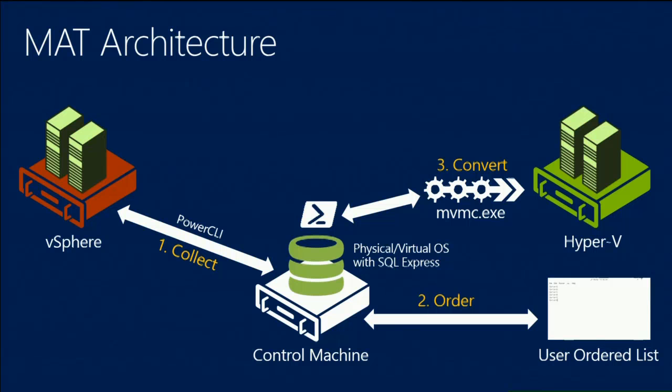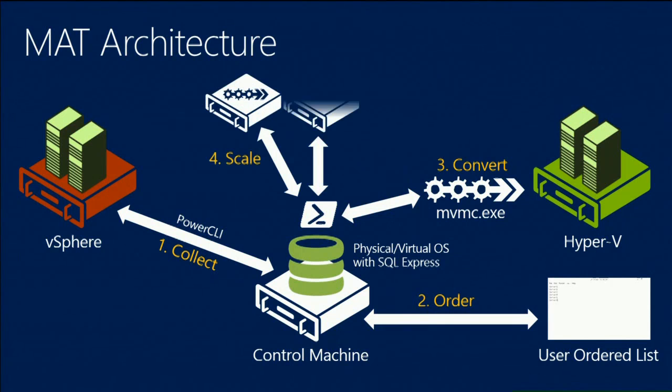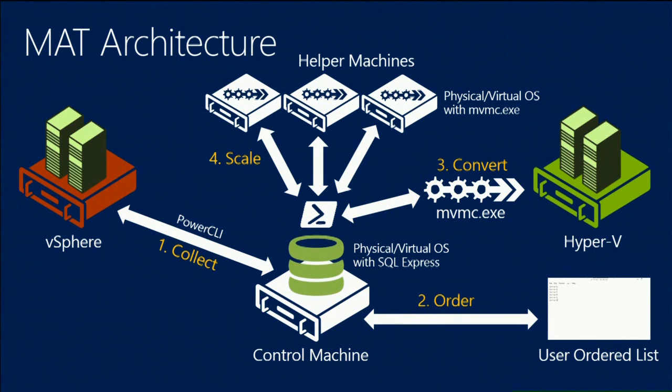But the nice thing about this is we also have architecture in here, again, because we're using SQL, to scale this out to what we call helper machines. So machines that have the MVMC executable and these PowerShell scripts on them, and the control machine will call out to them and say, hey, it's your turn, go grab the next 3 machines, convert them, and report back to SQL as you do that, and step to the next machine and the next machine. And so here, you can literally scale out infinitely. There's probably a practical limit to that, but there isn't any in the PowerShell script.